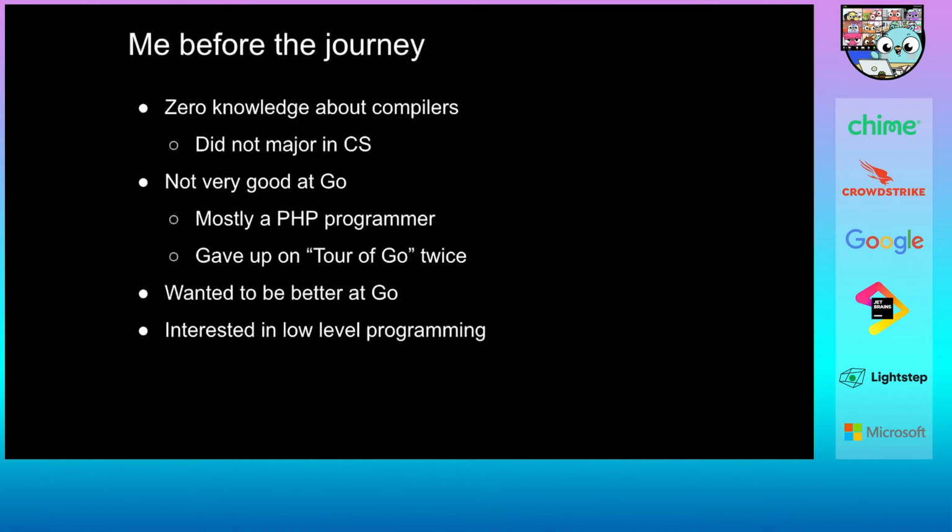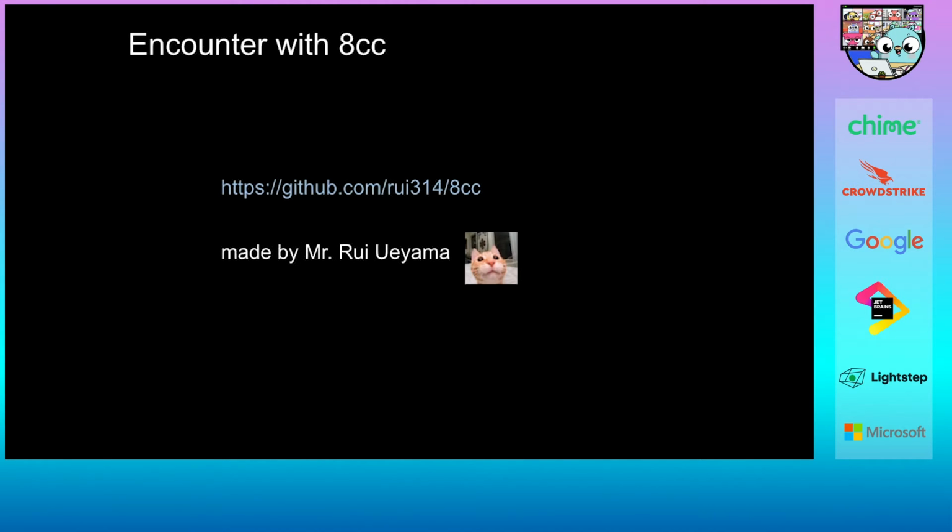By the way, what did I know before starting this journey? I had zero knowledge about compilers. I didn't major in CS. Actually, my major was literature. I was not very good at Go or C. I was mostly a PHP programmer, and I gave up on Go twice. But I wanted to be better at Go and was interested in low-level programming.